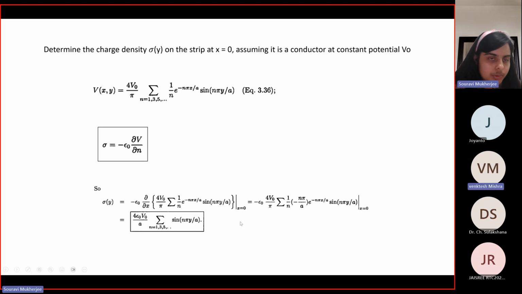So whenever you have a potential, you can use it to find the electric field and then use the boundary conditions for electric field components, where the normal components have a discontinuity of sigma by epsilon naught, to find the charge density sigma, right? Is it clear to all of you?